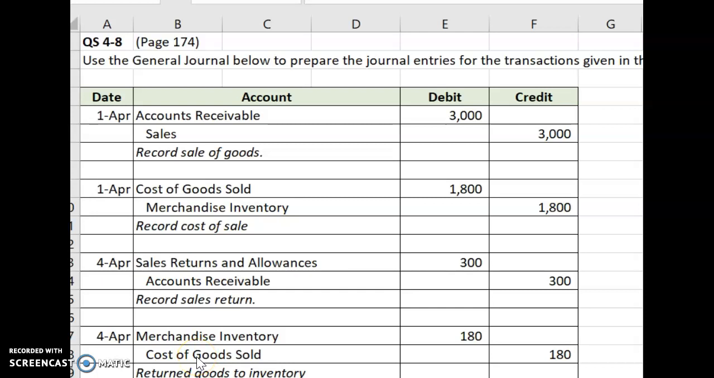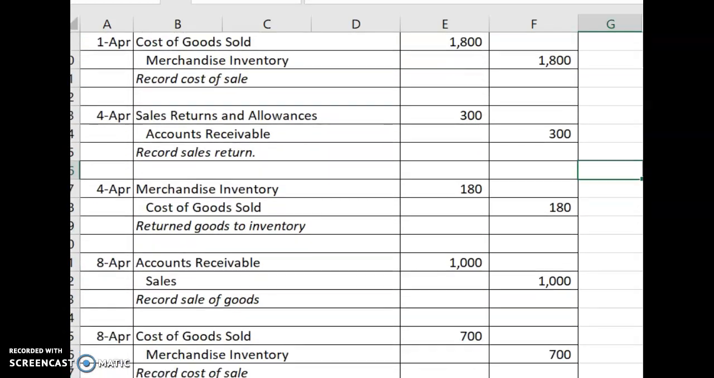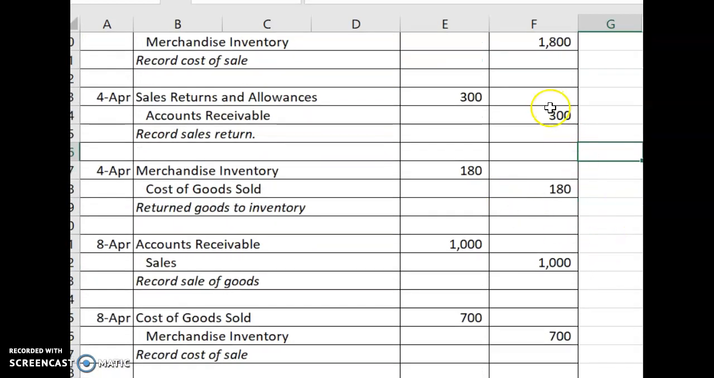In number 3, you started with QS48 and you recorded the sale of merchandise, so the accounts receivable debit, credit to sales. Then we recorded the cost of that merchandise that we sold, 2 transactions for every sale. On April 4th, we had a return of merchandise for full credit, so we debited sales returns and allowances, credited accounts receivables, and the goods were returned to us not defective, so we put them back into our inventory and took them out of cost of goods sold.